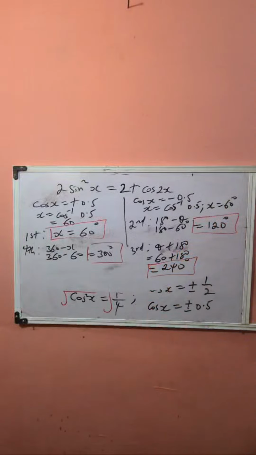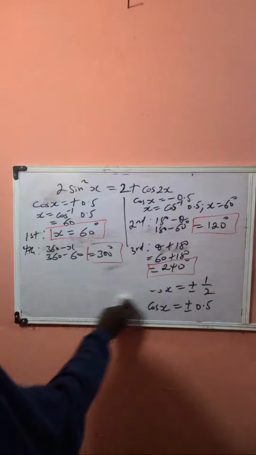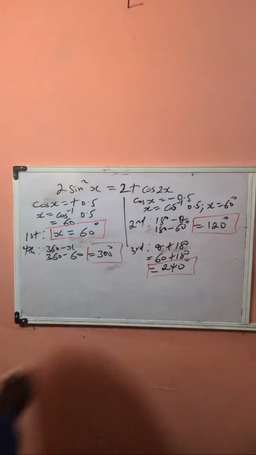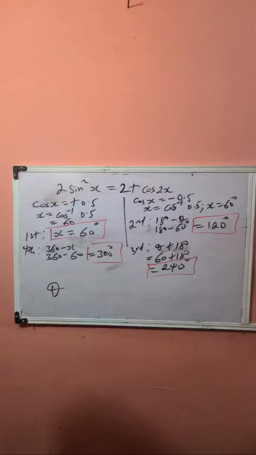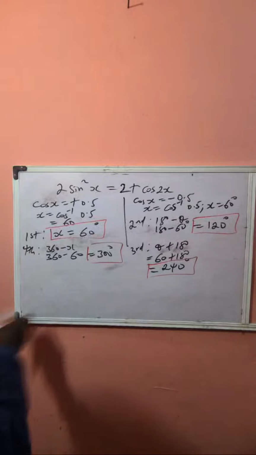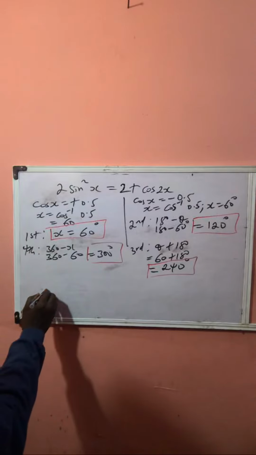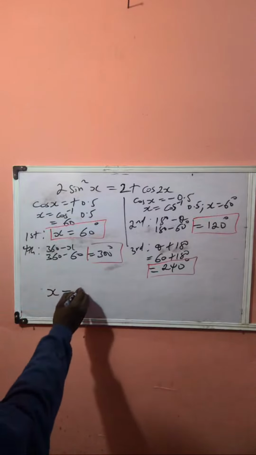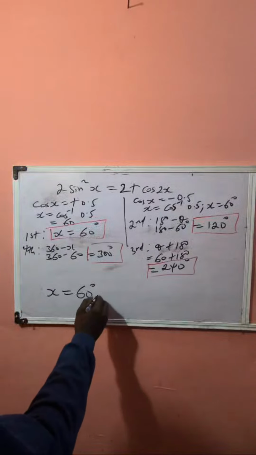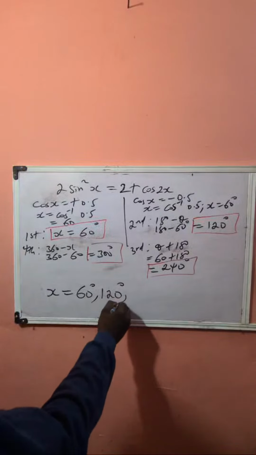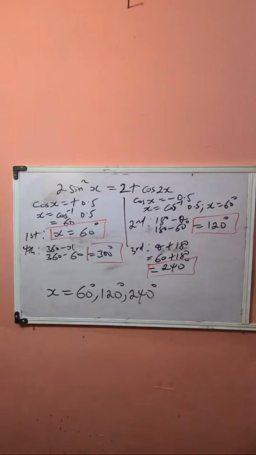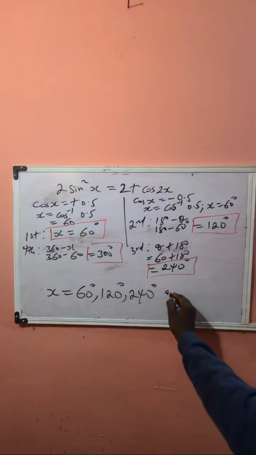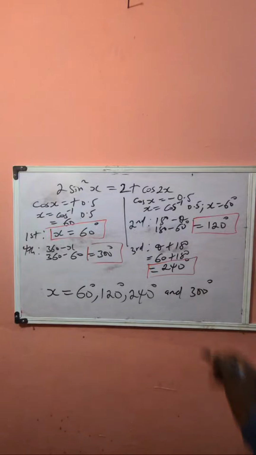So this brings me to a conclusion. I think I can now conclude that for this particular question, my x will be equal to 60 degrees, 120 degrees, 240 degrees, and 300 degrees.